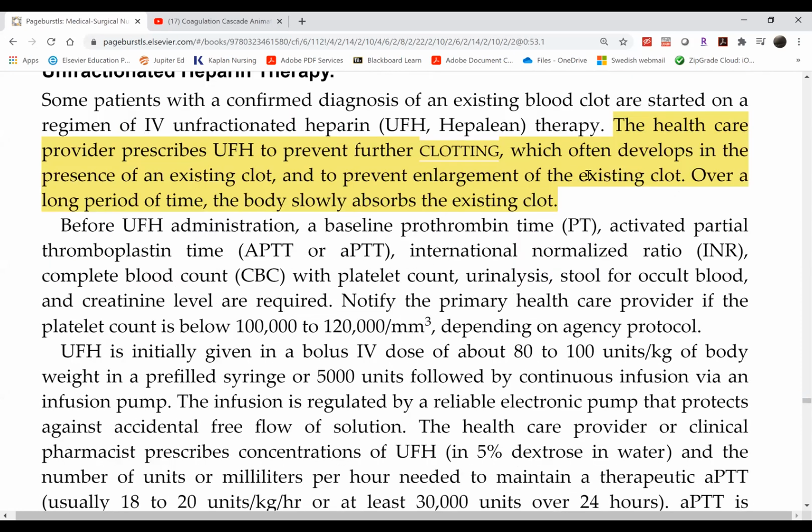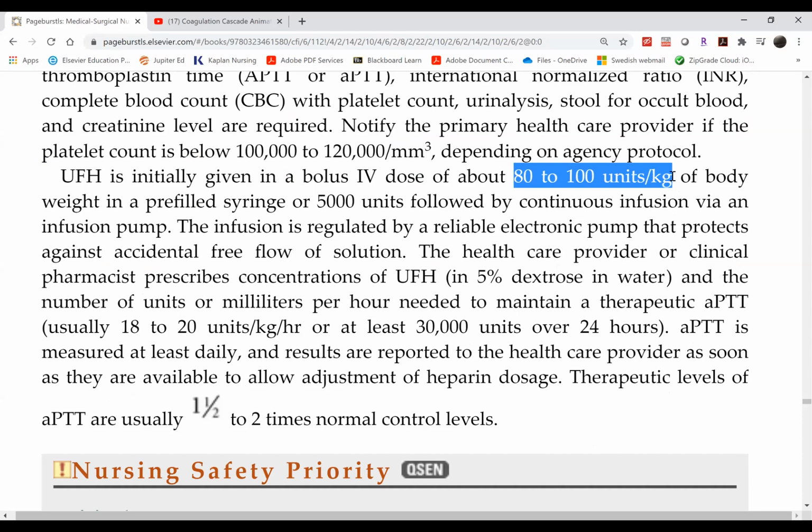This is the standard dose, so it's about 80. Usually most hospitals I work for use 80. It's 80 units per kilogram. So you need an accurate weight for the patient and do your calculation, and that's your initial. The protocol, the sheet will also tell you how much bolus to give. Let's say 80 units per kilogram bolus, also depends on the facility.